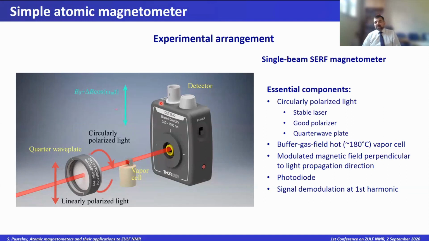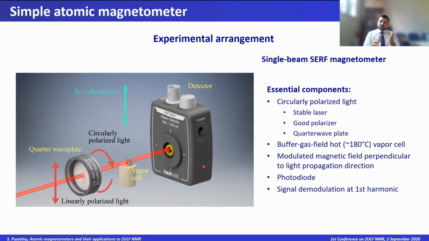What you need is a laser that emits linearly polarized light, and you can transform this light into circularly polarized light, as we see here. This circularly polarized light is sent through the vapor cell, which contains rubidium or some other alkali gas, and a buffer gas, for example nitrogen or helium. It's heated to some 150, 180 degrees C. At this temperature, we are operating in a SERF regime.